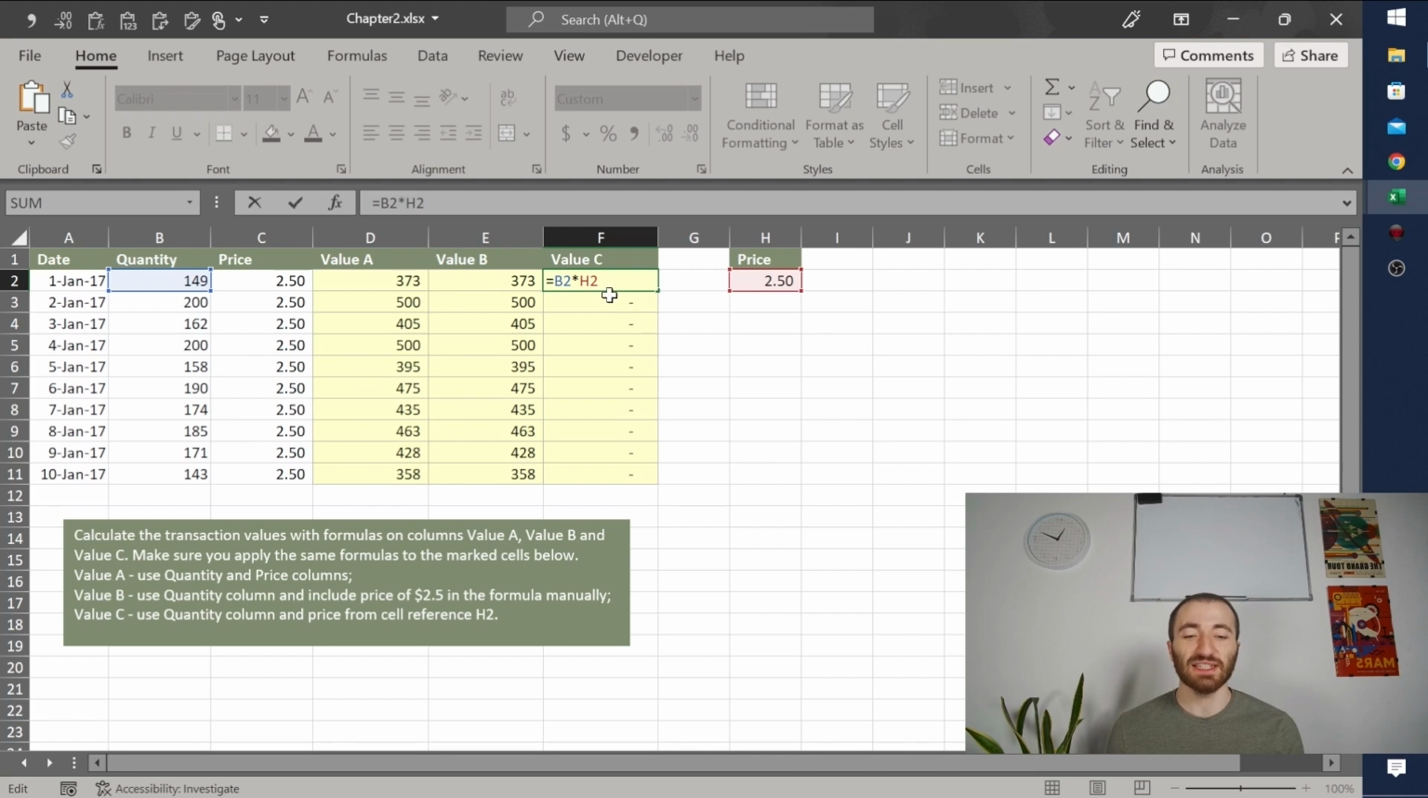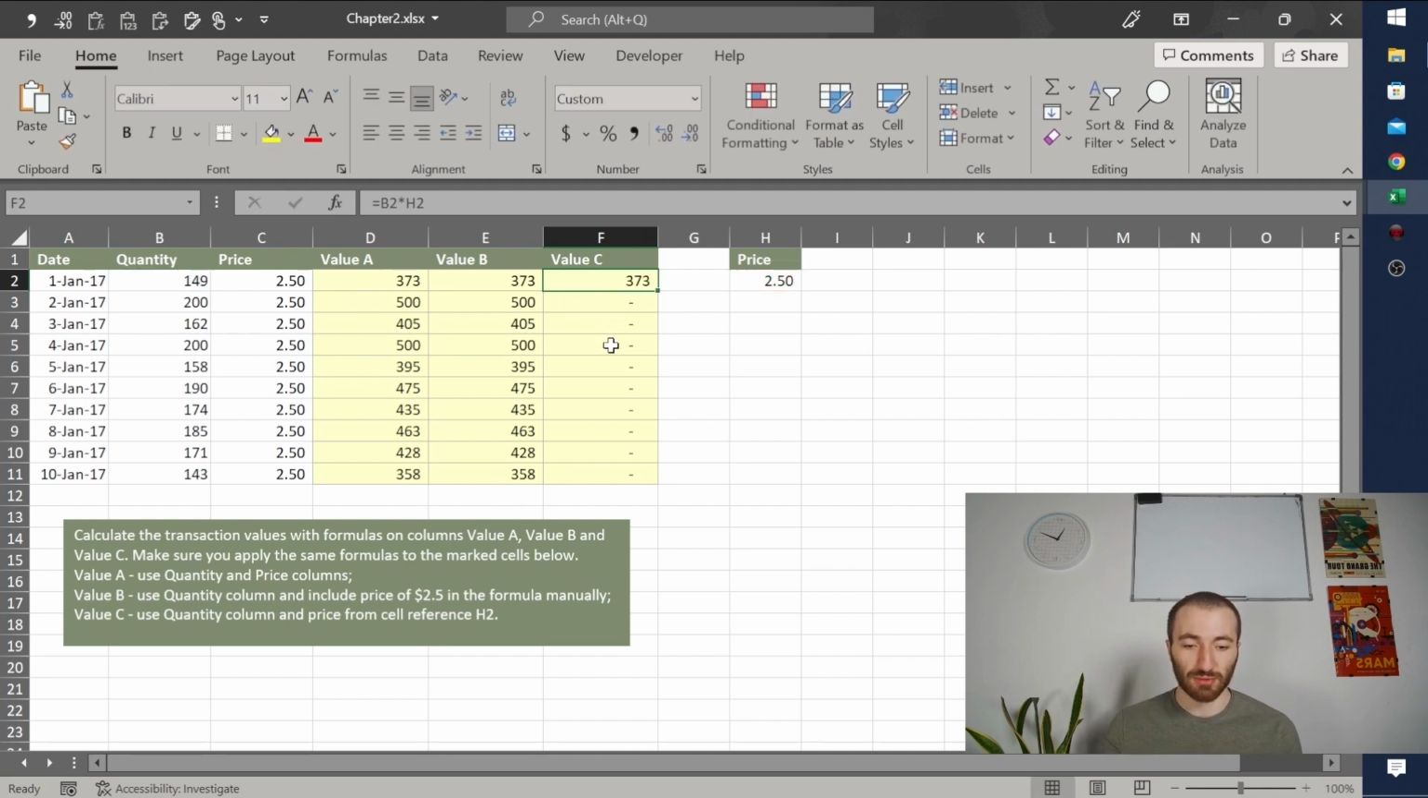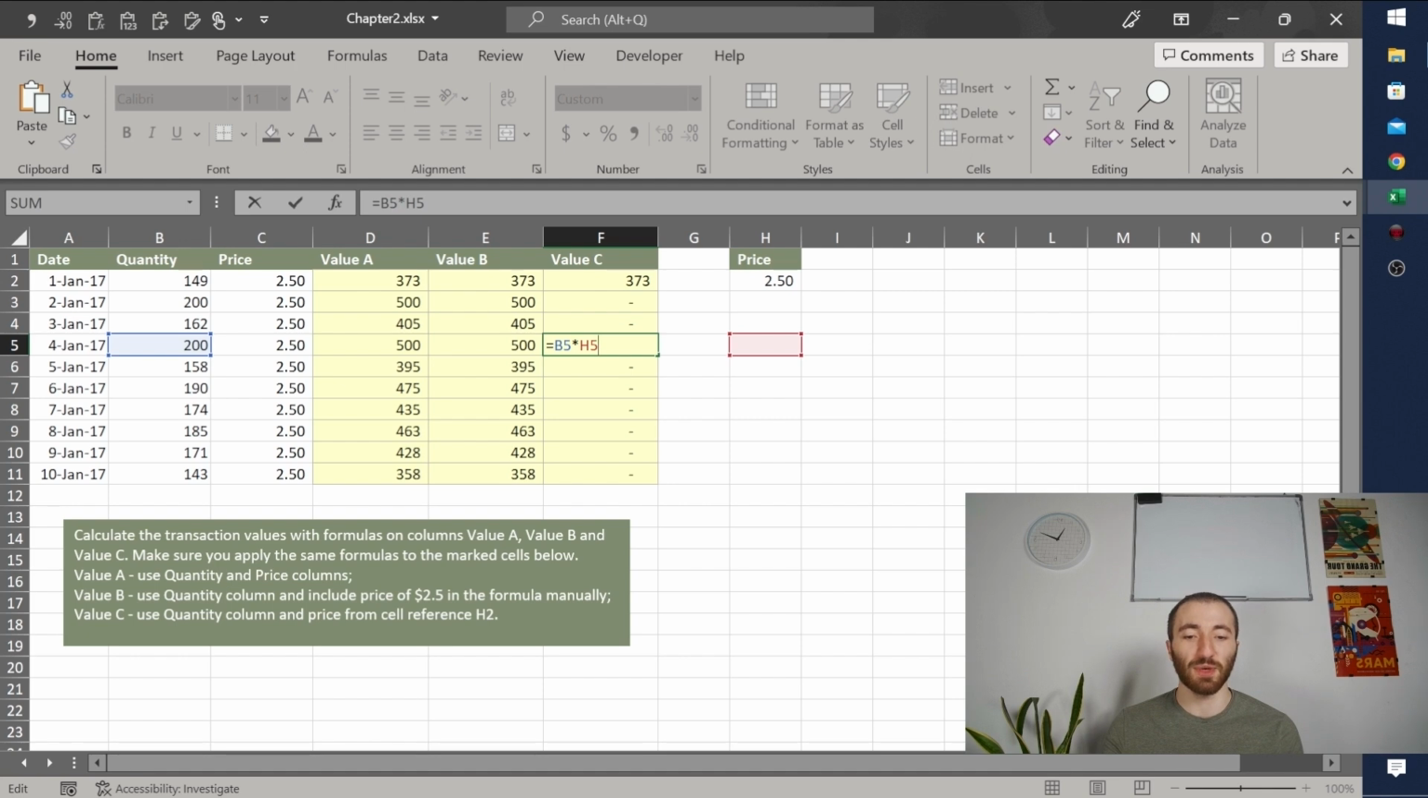And dollar sign needs to be written before the symbol which is actually changing and which we do not want to change. So if we go down here we have B5 multiplied by H5, yeah? Actually, we need to have here B5 multiplied by H2. So the only thing that changed that we did not want to change is 2 was changed by 5. So 2 should not be changed at all. Otherwise, our formula is not working correctly.